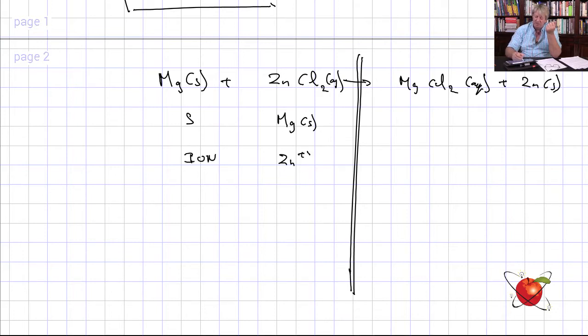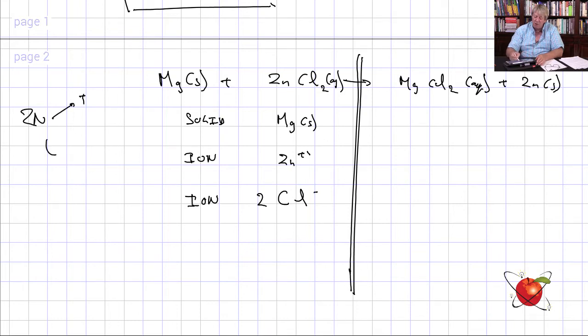This is a solid, and that's an ion, it's in aqueous. And we've got Cl-, and we have got 2 of them as ions, because the zinc floats off as a 2+, and then there's 2 Cl's. So there's a Cl goes there and another Cl goes there. When it dissociates, that's what it does, doesn't it?